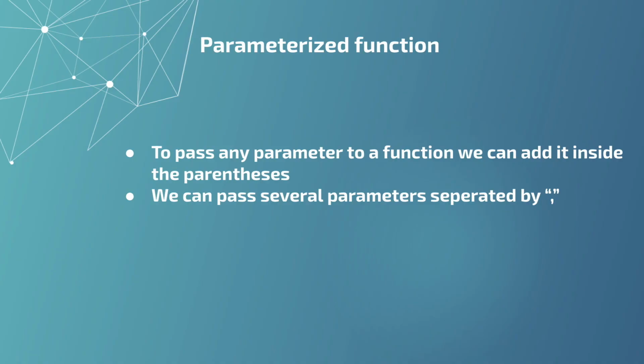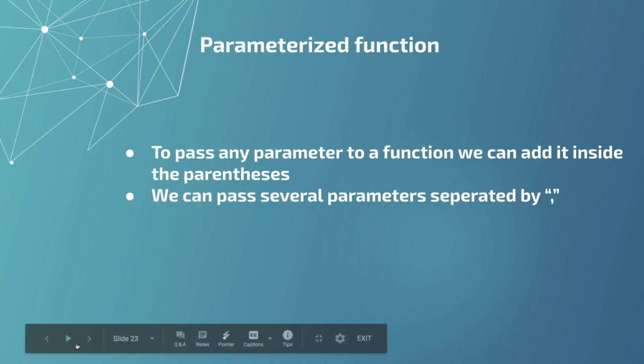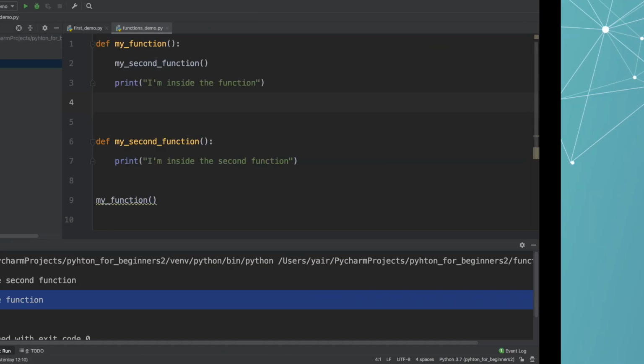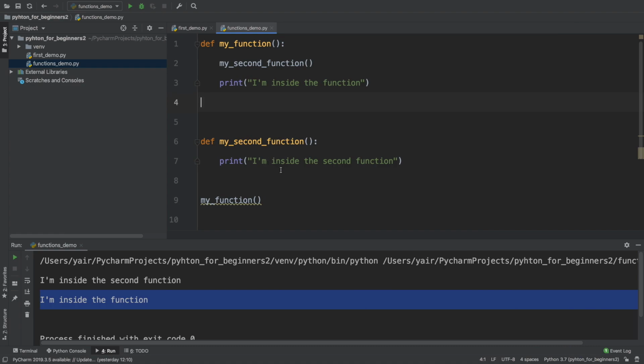Functions can be parameterized. We can pass any parameter to a function and we can add it inside the parentheses. We can also pass several parameters separated by a comma. Let's define another function. We'll call it def my_parameterized_function.